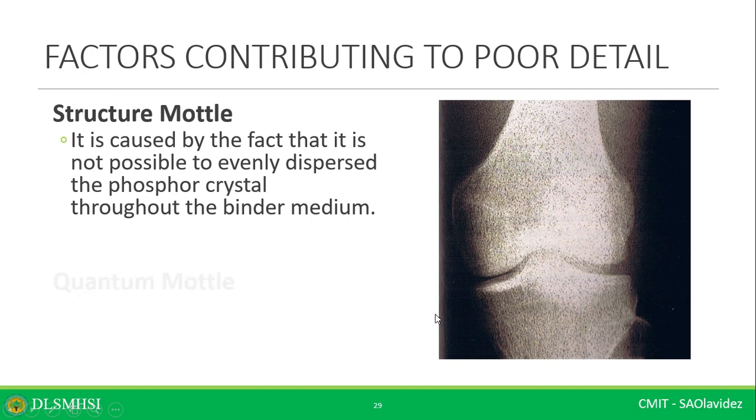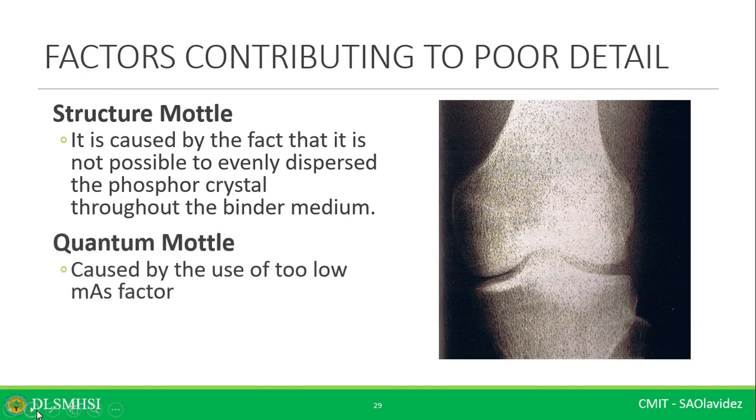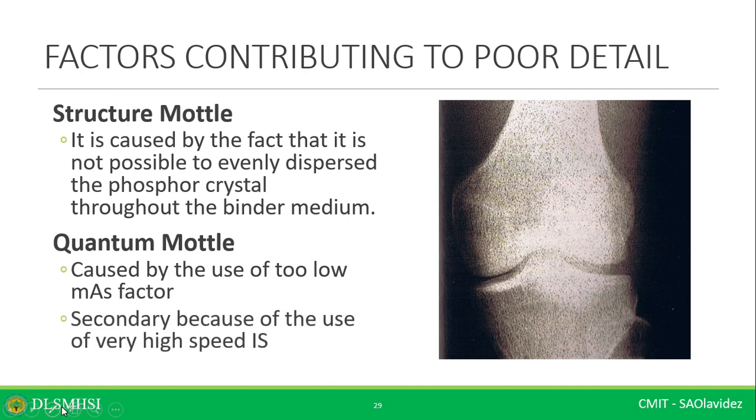Now, this is further aggravated by the quantum mottle, which is caused by too few photons interacting with the film, primarily caused by the use of too low mAs factor. This has become possible because the intensifying screen allows us to use low exposure factors. The higher the speed of the intensifying screen, the lower the mAs required per examination and the greater the possibility of quantum mottle.